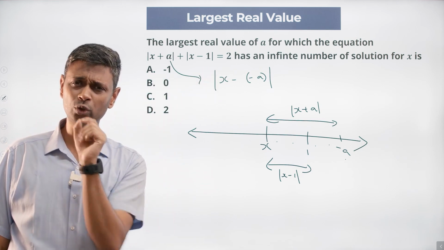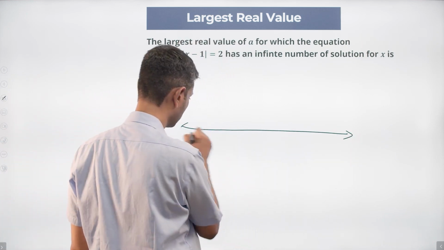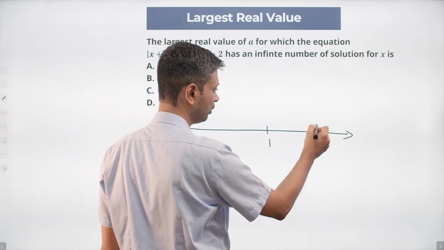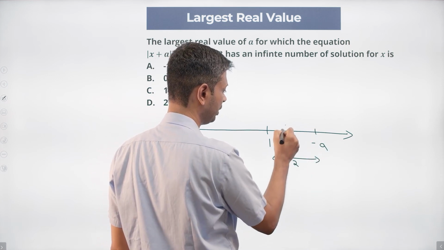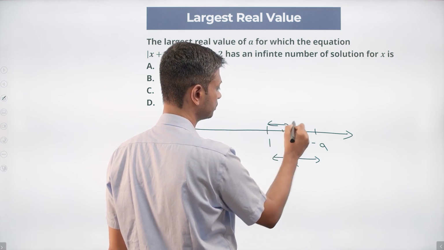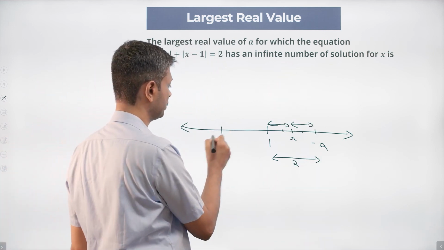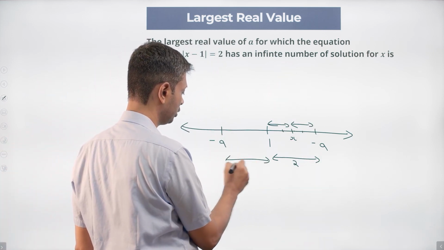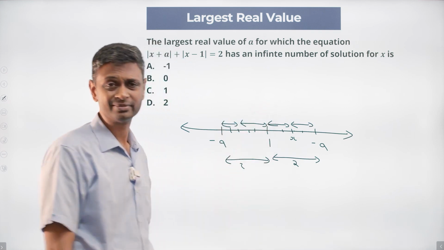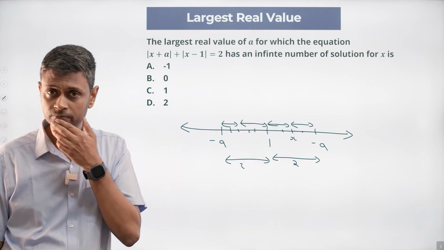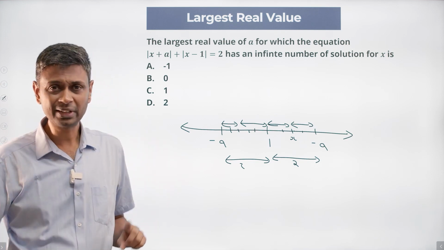It has infinite number of solutions. That gives us one beautiful getaway. It tells us that x should sit between 1 and minus a. We have 1 here, minus a here. This distance should be 2. X being anywhere here, this plus this will be 2. Or minus a could be here, this distance being 2. X being anywhere here, this distance plus this distance would be 2. And that is the kind of scenario we are looking for. And otherwise there will be a unique number of solutions, values for which it will work.